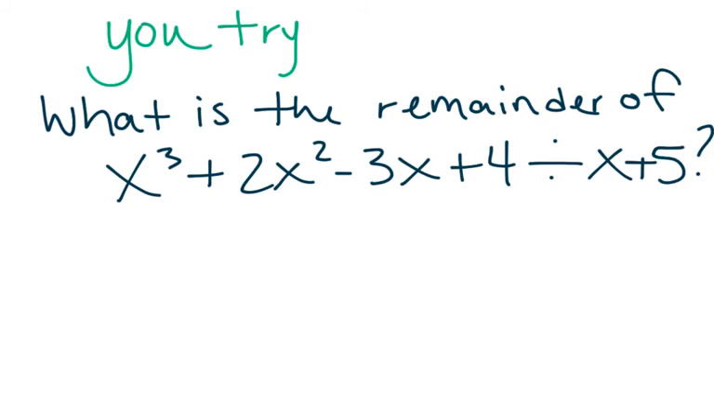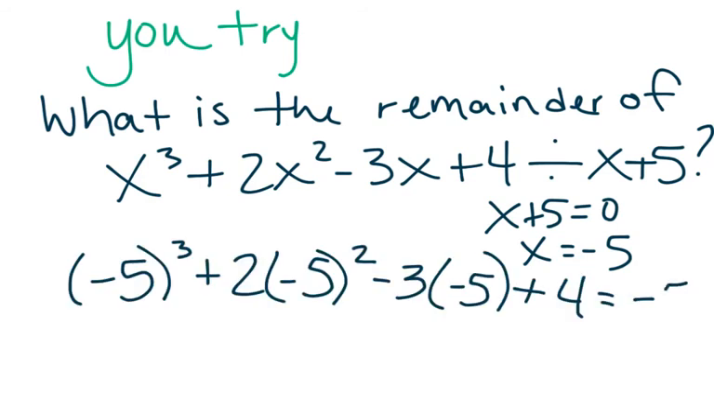Okay, so I want you to try this one. You can either do long division and make it really complicated, or you could set this equal to 0. You get x equals negative 5. Replace all the x's with negative 5 and see what you get. Pause the video and actually try it. So you get negative 56. If you were to do that long division, it would take you a long time. Anyways, your remainder would be negative 56.